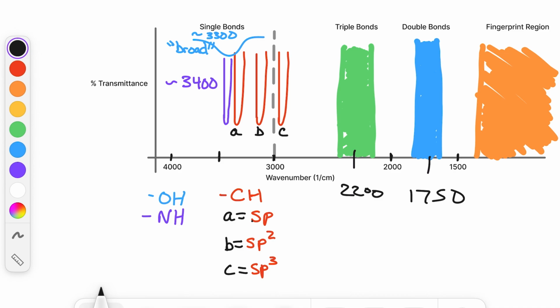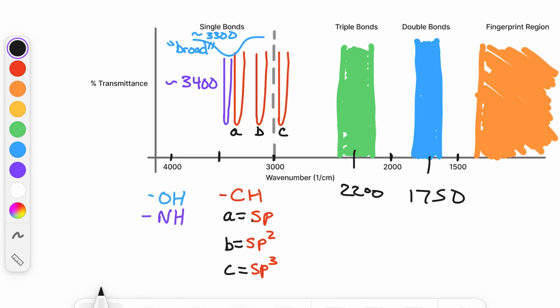So the blue signal here for the OH is at about 3300, and we can see it's got this kind of broad look to it. It's more spread out. Now the NH is at about 3400, and that one's spiky as well. Everything else is spiky too. So NH at about 3400.